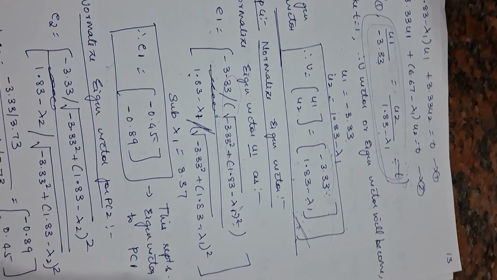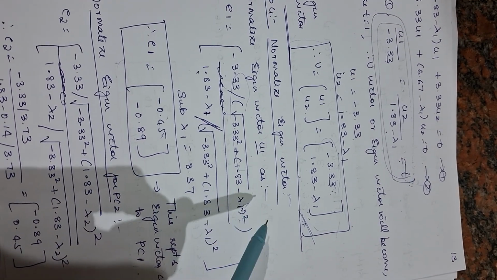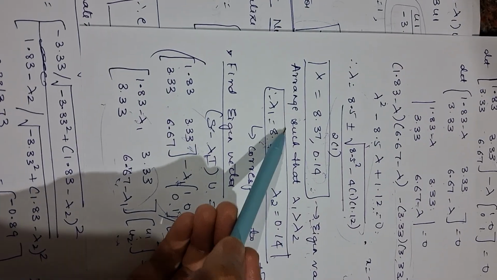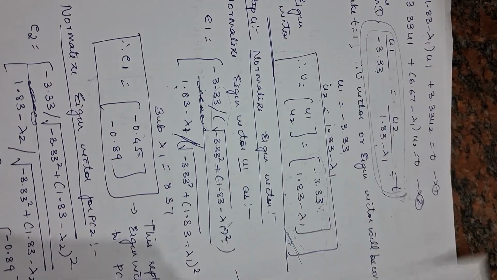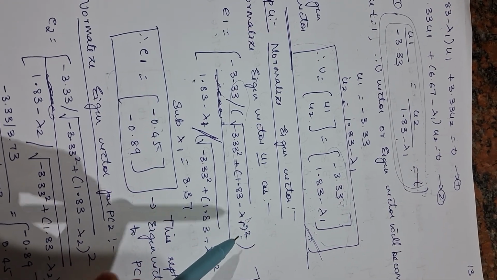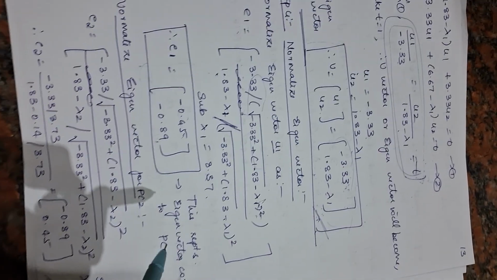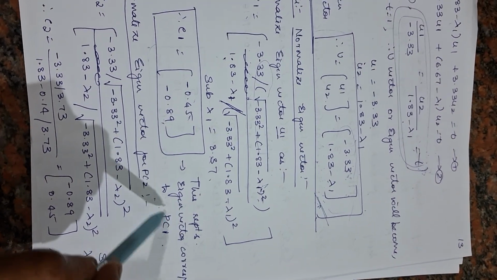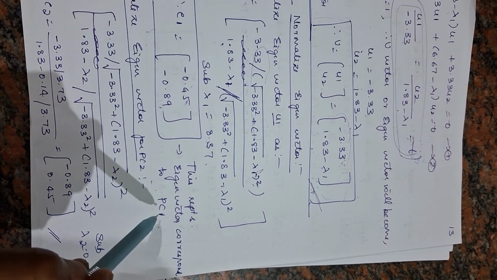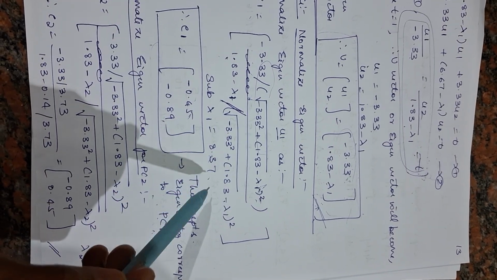And lambda 1 we have here. I am doing it for the first principal component, and we found it in the previous step. What was the lambda 1 value? Lambda 1 value was 8.37. So just substitute lambda 1 as 8.37. So you get minus 0.45 and minus 0.89. So this is our normalized eigenvector corresponding to PC1, the first principal component. Why PC1? Because I put lambda 1 is equal to 8.37.